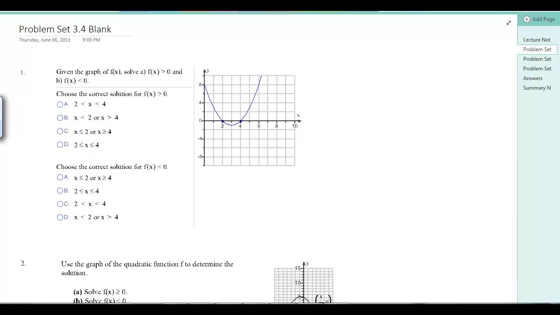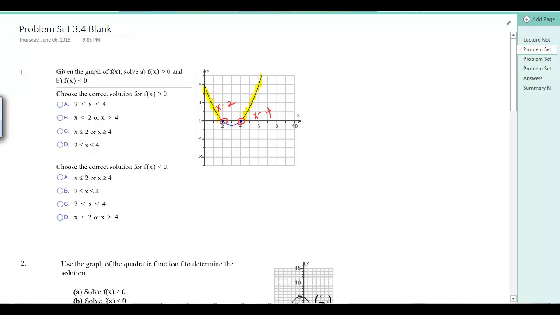In this one, you're given a graph. We're supposed to solve, where is f of x greater than 0? Where is it less than 0? So if we were doing this, we would put an open circle at both of those because we don't have the equals under there. We know that at this point x is equal to 4, and over here x is equal to 2. So if we're looking for where it's above, greater than is above, so we got that piece and we got that piece.